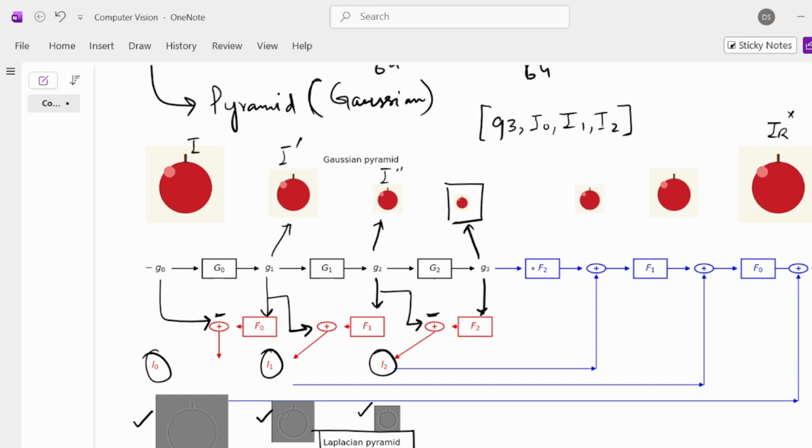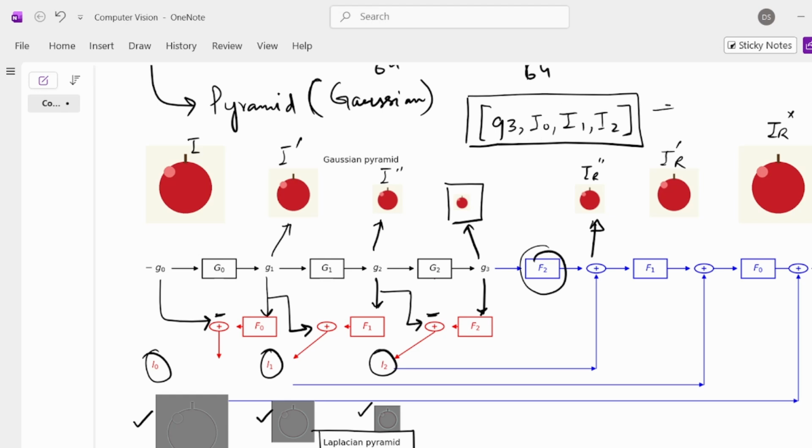Okay, so what we would be doing is sending this G3, upsampling it, and then adding I2 to it. So we would generate basically the reconstructed version of our I dash dash. Similarly, this reconstructed version would pass through F1, and then we would be adding I1 to it. So this would be I dash R, and then we would be having the IR version after adding I0.